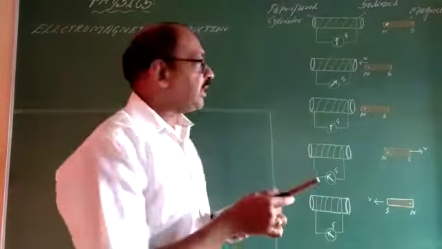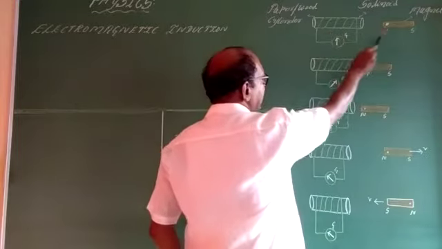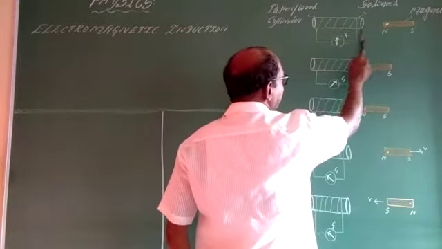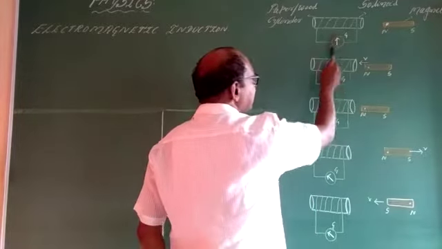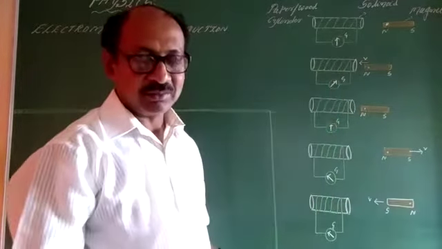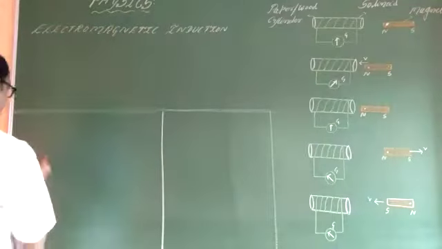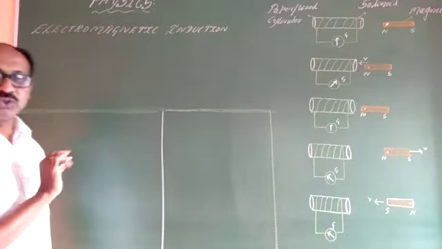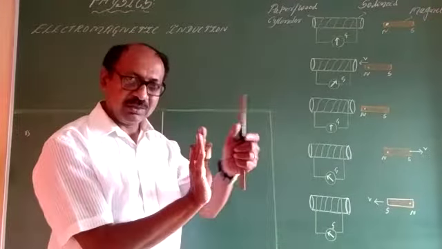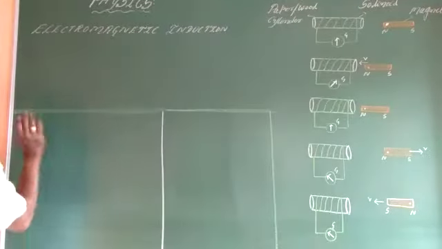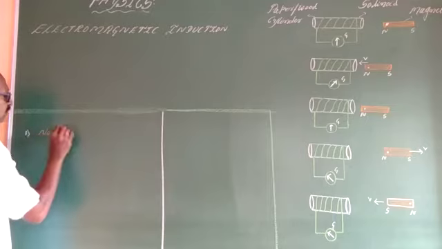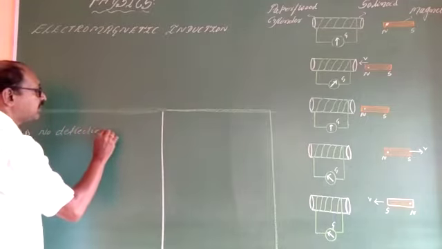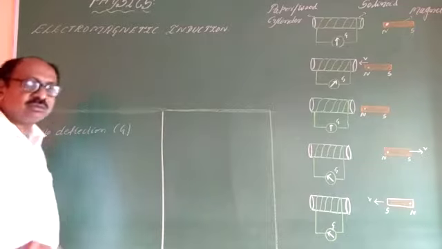If we keep the solenoid under the magnet, a little bit away from each other, there is no deflection in the galvanometer. In the first case, what happens? The magnet and the solenoid are kept away from each other. There is no deflection in the galvanometer.